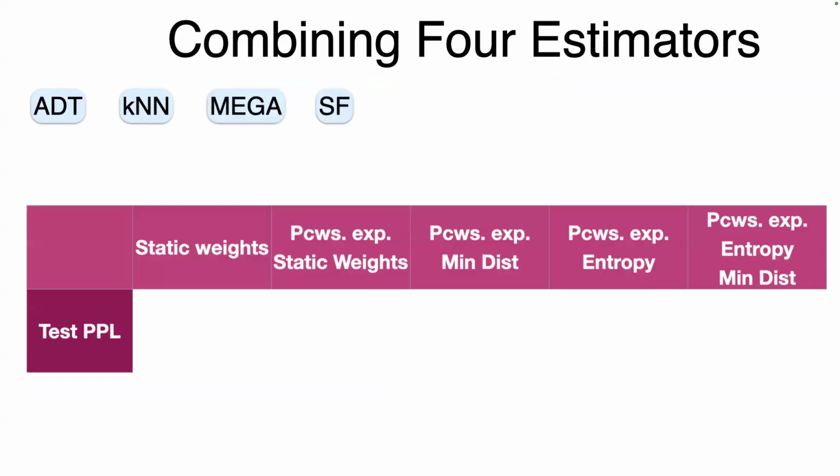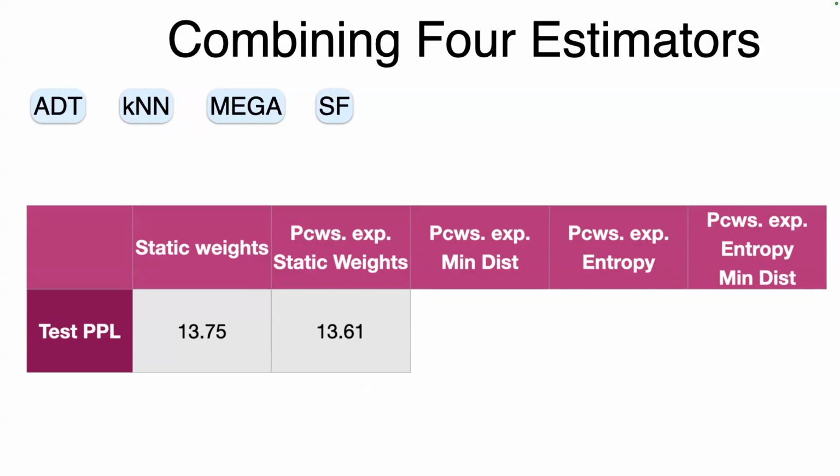Okay, and when you combine all four estimators that we mentioned, ADT, KNN, Mega, and Shortformer, with static weights, you get 13.75, and when you add the piecewise exponential, the piecewise temperatures, it goes down to 13.61. The rest are adaptive combinations. So these are static combinations, fixed like 20% this one, 20% this one, maybe 30% this one, and so on.